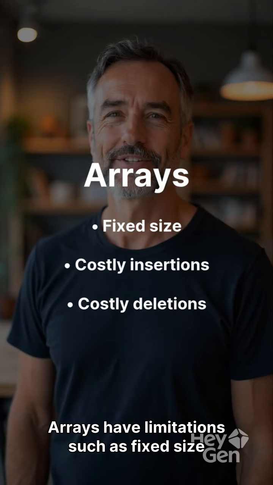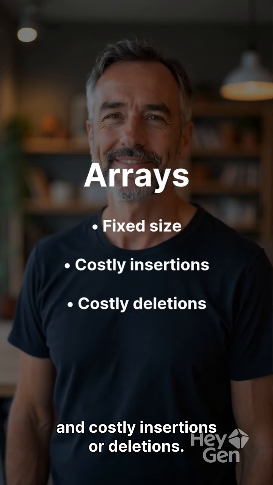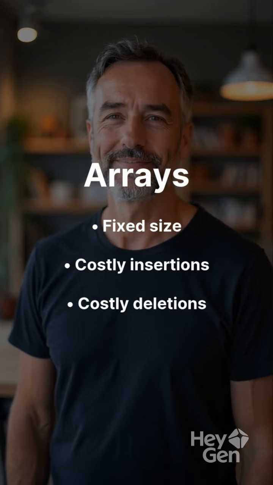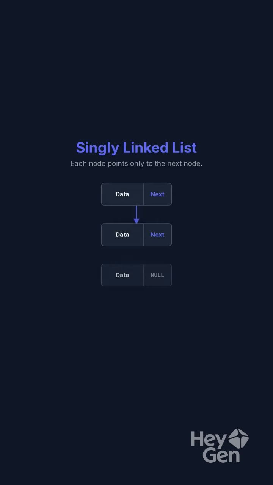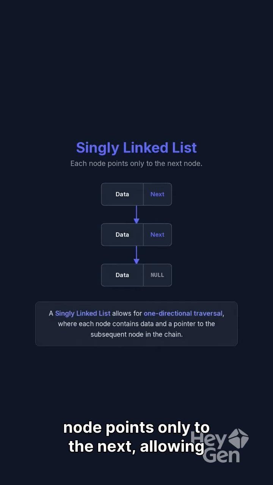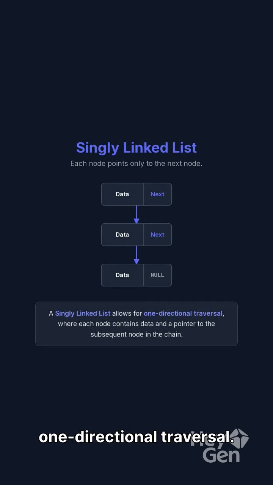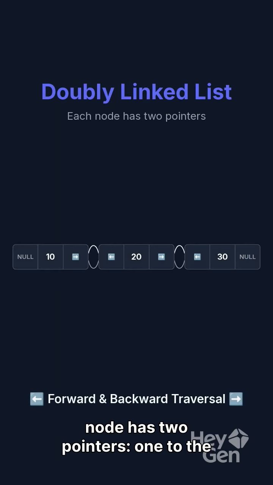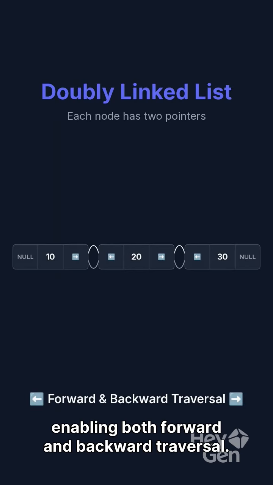Arrays have limitations such as fixed size and costly insertions or deletions. Linked lists overcome many of these issues. There are several types of linked lists. First, the singly linked list, where each node points only to the next, allowing one-directional traversal. Next, the doubly linked list, where each node has two pointers, one to the previous node and one to the next, enabling both forward and backward traversal.